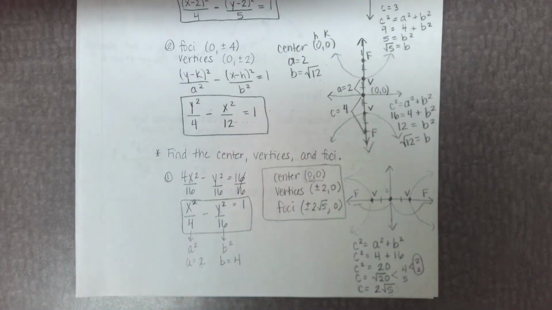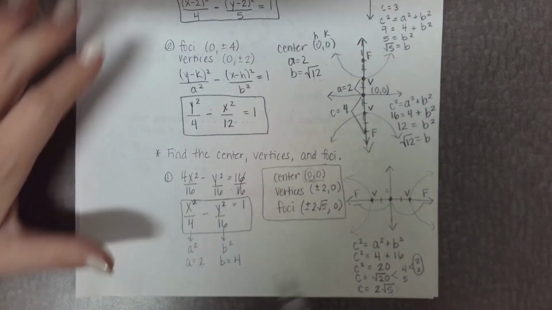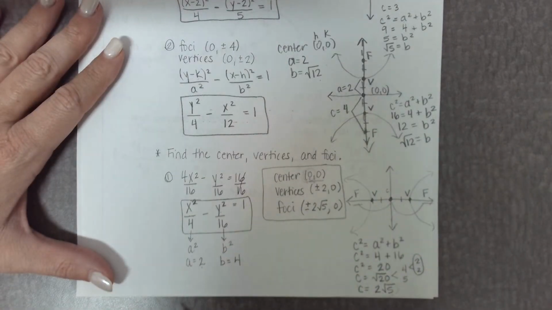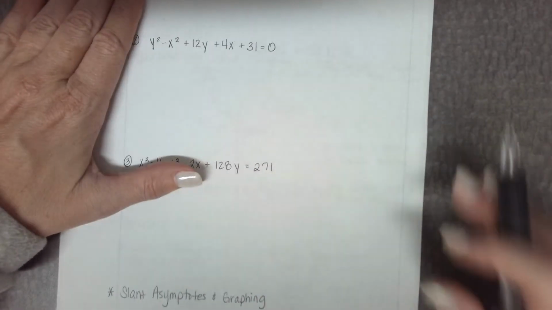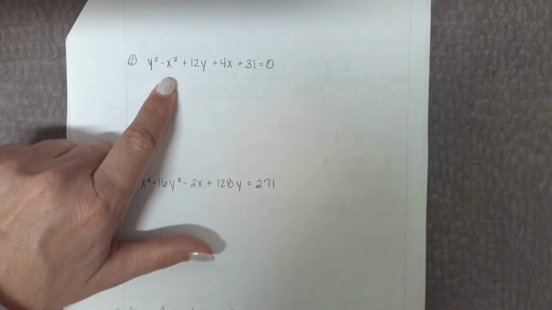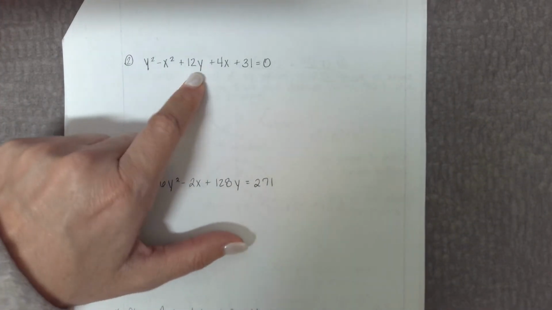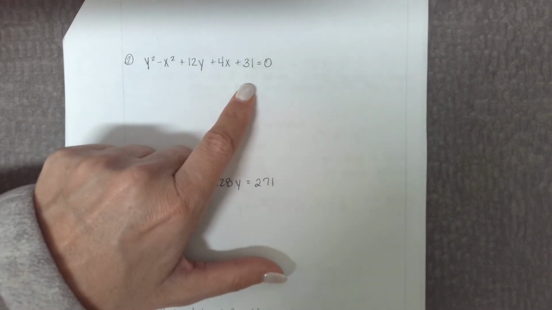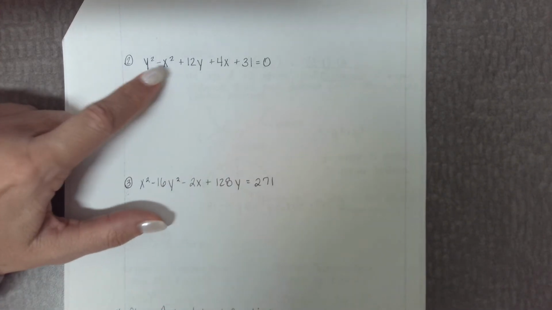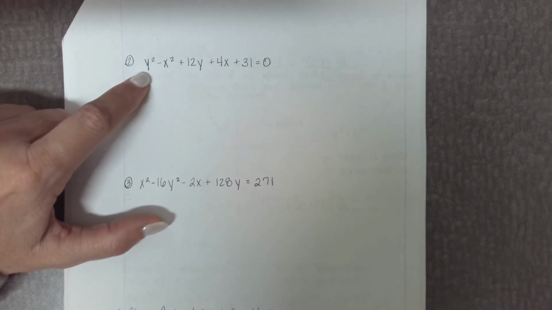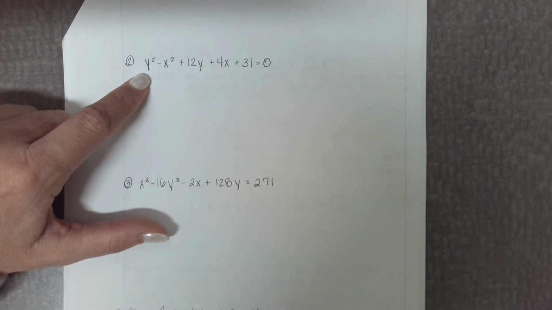Okay, so let's move on to one that doesn't necessarily have a center at the origin. Number 2, we have y squared minus x squared plus 12y plus 4x plus 31 equals 0. We know, again, that this is a hyperbola because our x squared and our y squared have 2 different signs. One's positive and one's negative. That's how you know that you're dealing with a hyperbola.